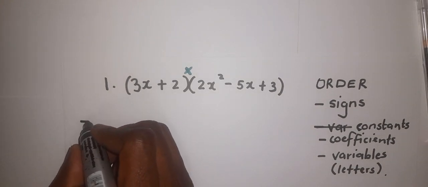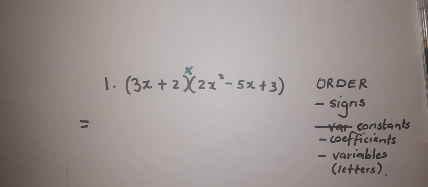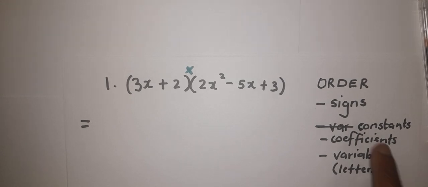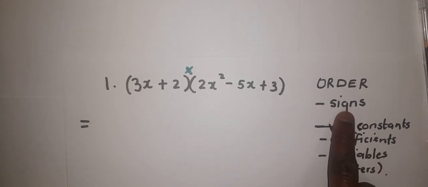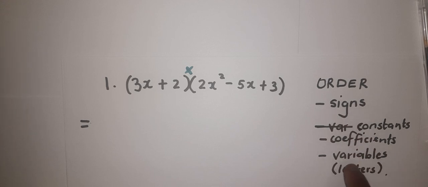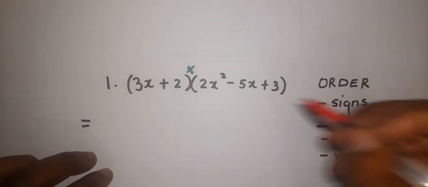So let's see, we are given 3x plus 2 multiplied by 2x squared minus 5x plus 3. The first bracket is a binomial because it has two terms. The second bracket is a trinomial because it has three terms. From my order, the first thing that I need to multiply is the signs, then I follow with the coefficients of the variables, and the last thing that I will multiply is the variables. Let's see what it is that I'm talking about.